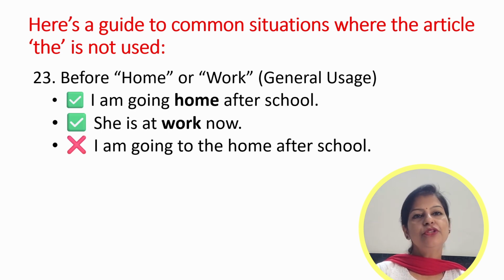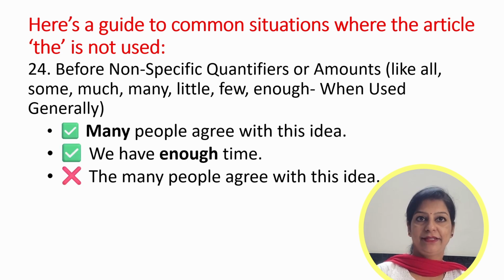24th, we don't use the when referring to home or work in general. For example, I am going home after school is correct. I am going to the home after school is incorrect.